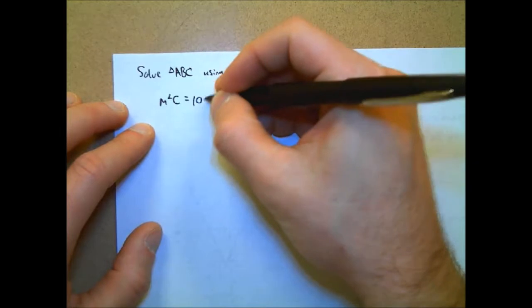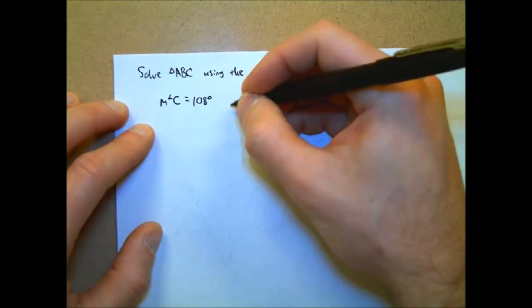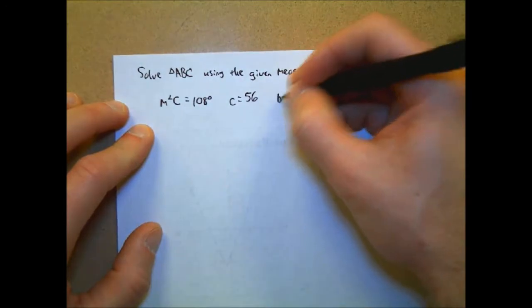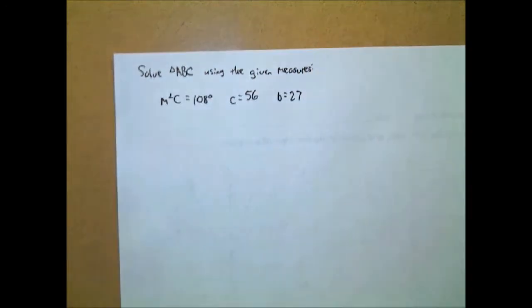Measure of angle C is 108 degrees. Lowercase c is 56. Lowercase b is 27. So go ahead and draw a sketch of this triangle. I want to make sure we can label the appropriate pieces too. So sketch what this triangle is going to look like. It doesn't have to be drawn to scale. Just make sure everything is in its proper place.